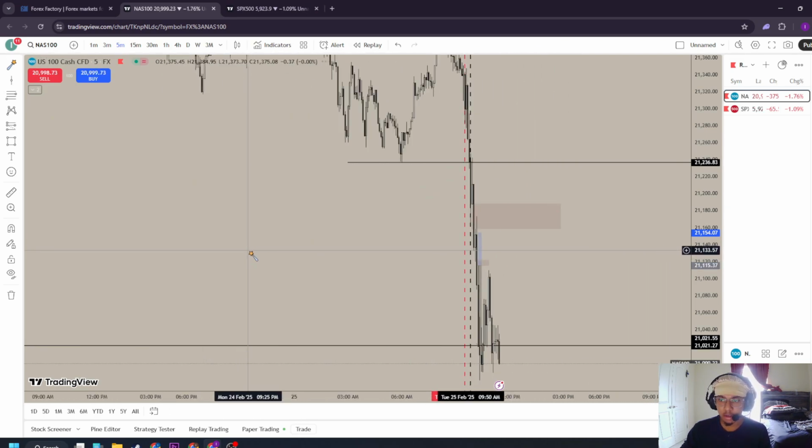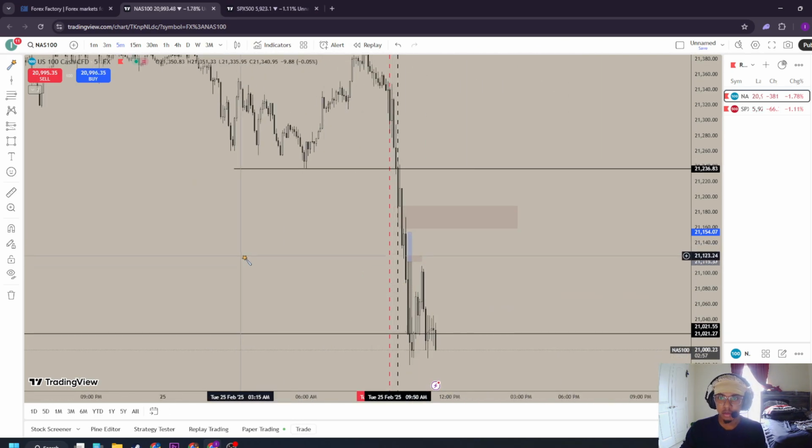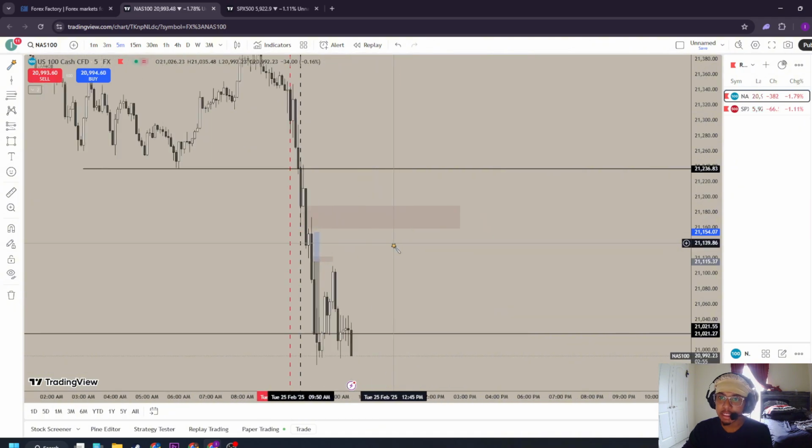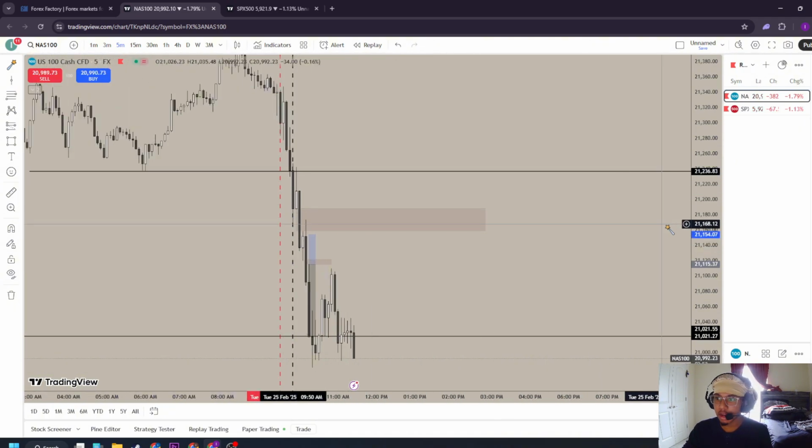After we swept out that hourly liquidity, I was like, okay, we're definitely respecting bearish price action. From there, we had this 5 minute PD array for bearish.